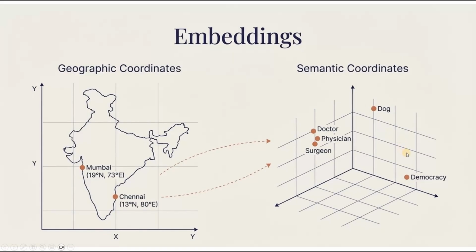This means that when you ask an AI model a question, it is not just pattern matching your exact words. It is operating in a rich semantic space where it understands that your question about medical practitioners is also relevant to information about doctors and surgeons, even if those exact words are not in your question.